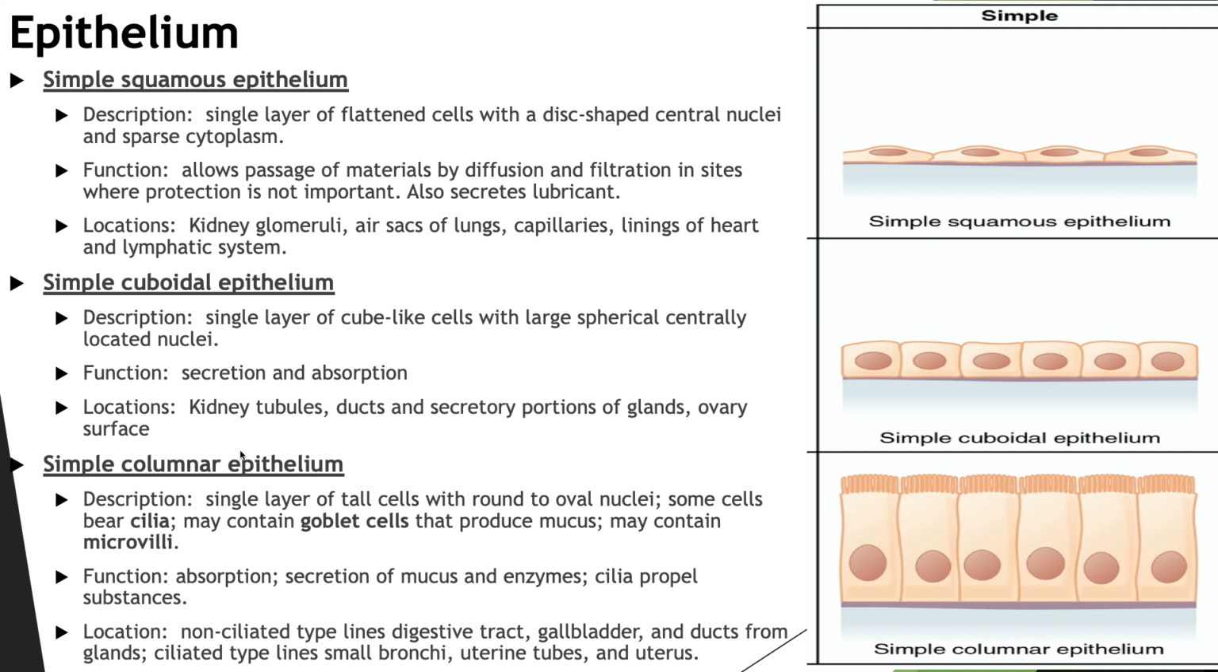And again, that simple layer, you're going to find places where things have to diffuse quickly, such as the tubules of the kidneys and some portions of glands. Simple columnar epithelia, it's going to be a layer of tall cells with the nucleus towards the bottom. Some of these contain cilia and things like that.